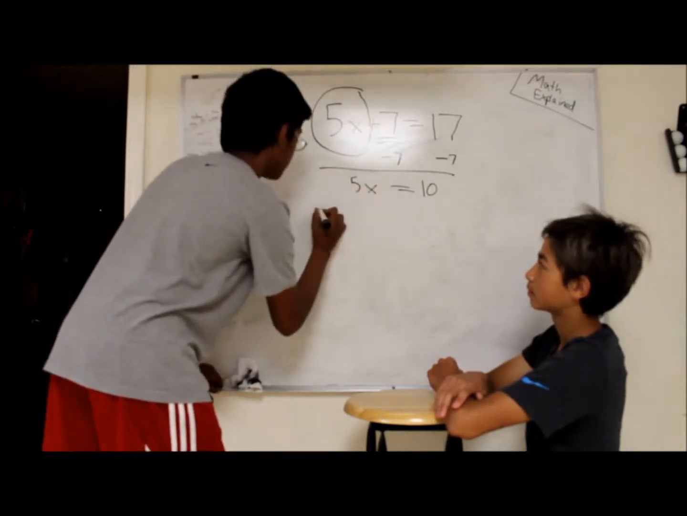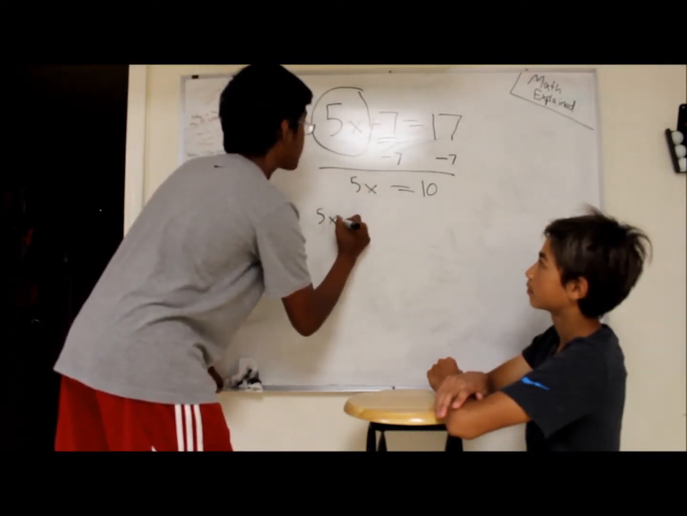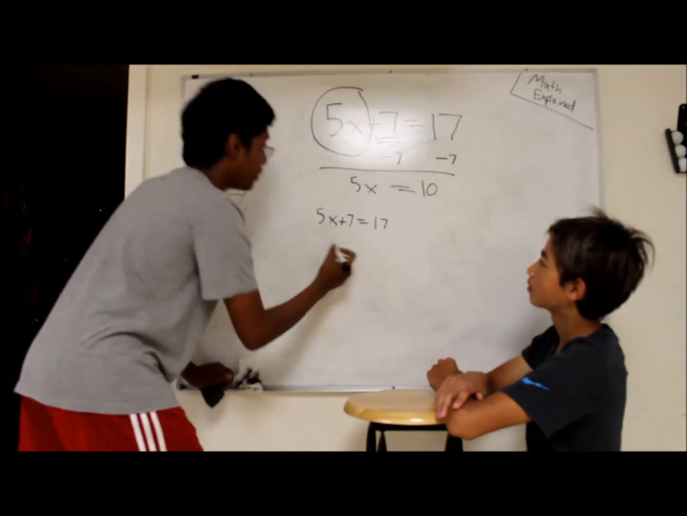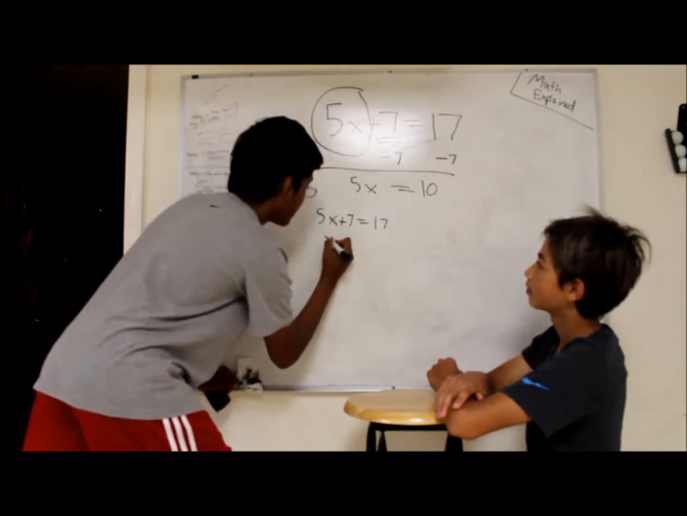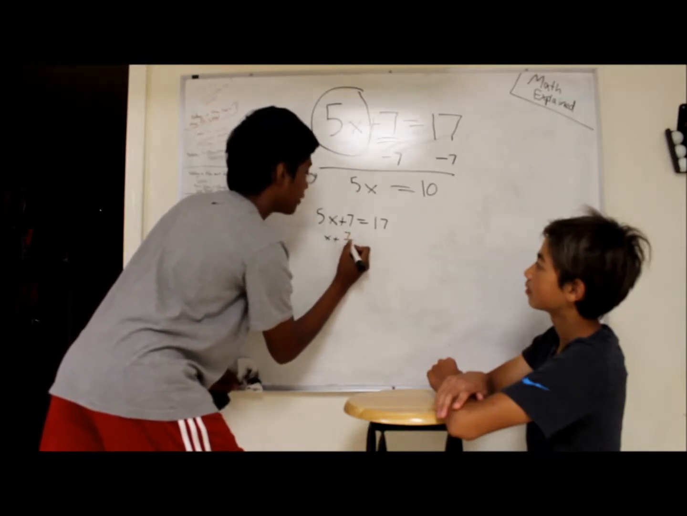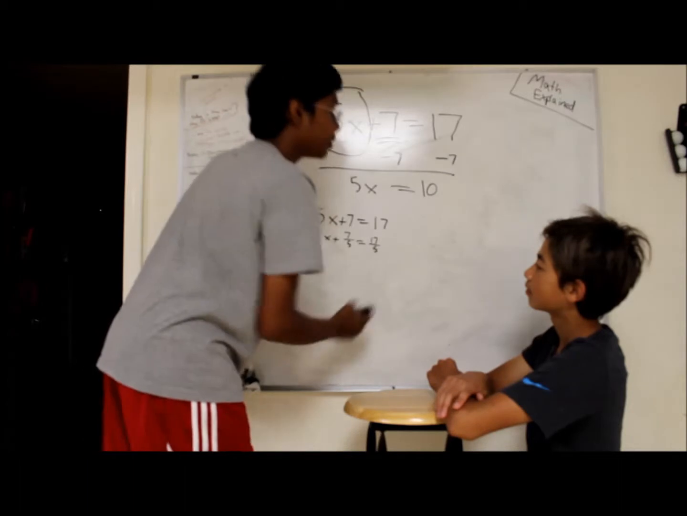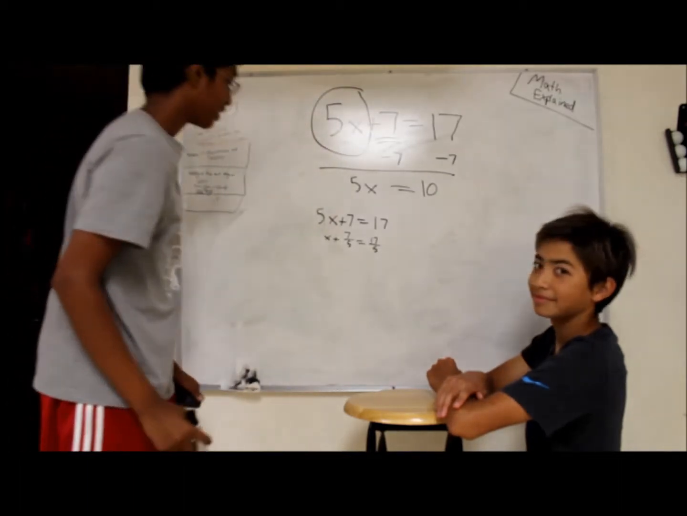But if you had 5x plus 7 equals 17, and you divide both sides by 5, you get x plus 7 over 5 equals 17 over 5, which is a whole lot worse to solve.